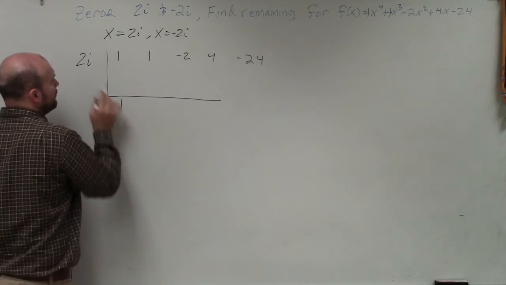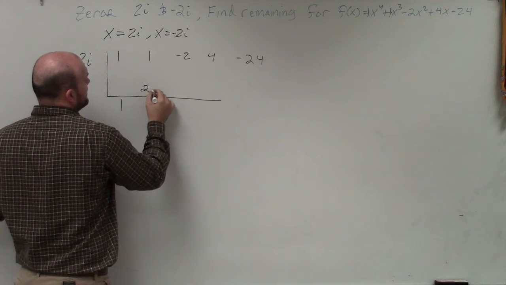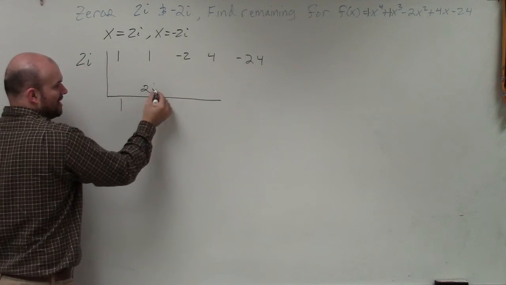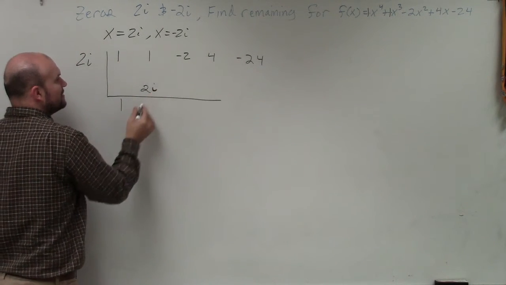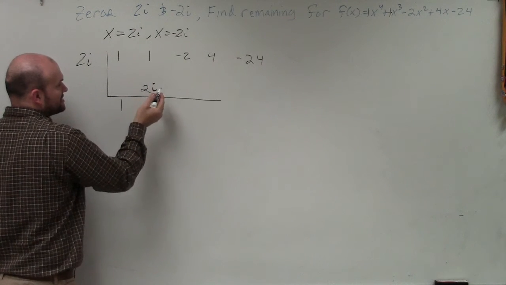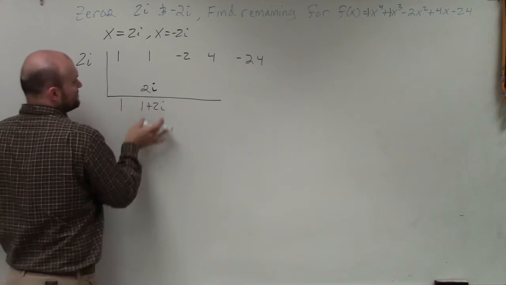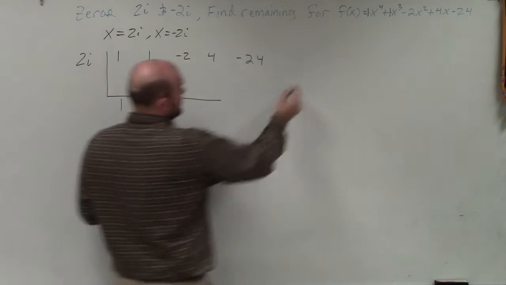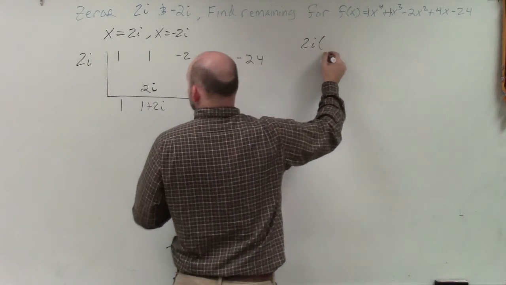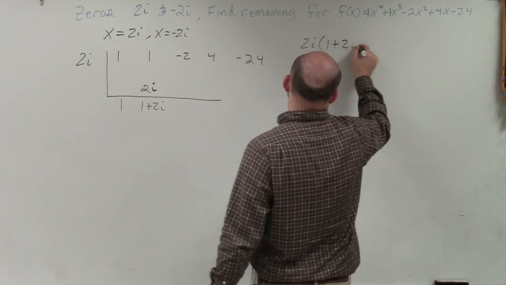When I bring down the 1, 1 times 2i is 2i. Now, I can't add a 1 plus 2i because 2i represents an imaginary unit or a complex number. So I'm just going to leave that as 1 plus 2i. Now I have to multiply 1 plus 2i times 2i. So all of my work I'm just going to do over here just to make sure I do everything correctly.